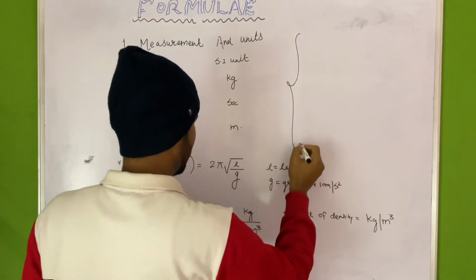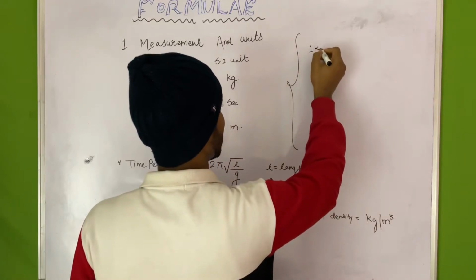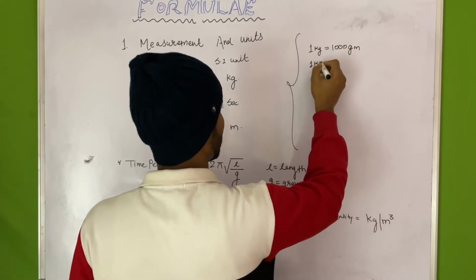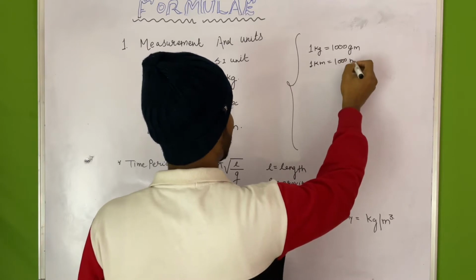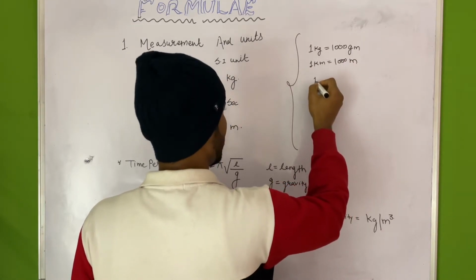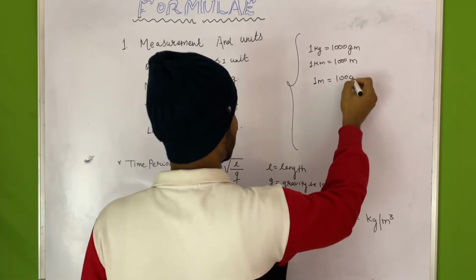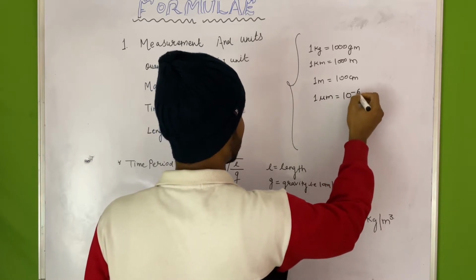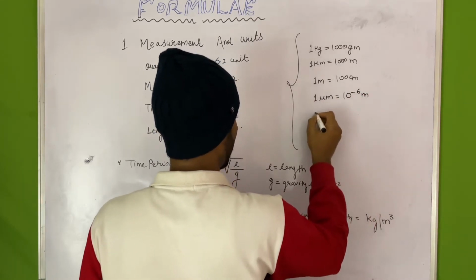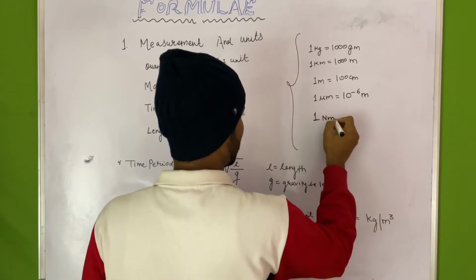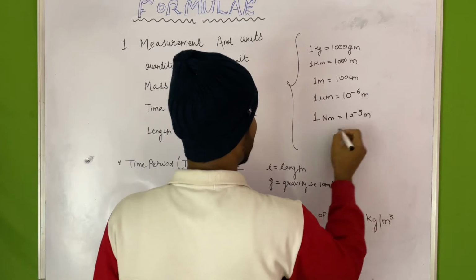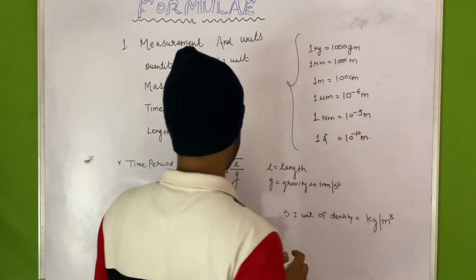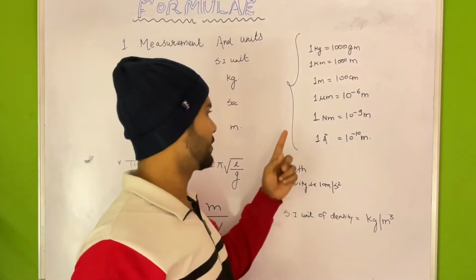Then these are some units. 1 kg is equals to 1000 gram. 1 kilometer is equals to 1000 meter. 1 meter equal to 100 centimeter. 1 micrometer equal to 10 to the power minus 6 meter. 1 nanometer is equals to 10 to the power minus 9 meter, and 1 angstrom is equals to 10 to the power minus 10 meter. These are some of the important units that I have taken.